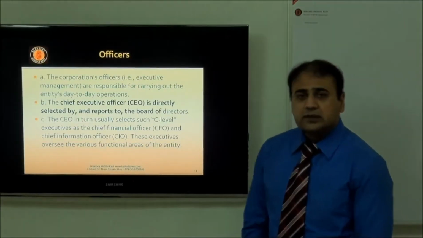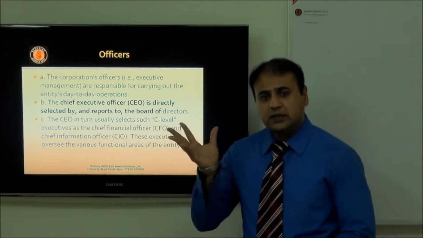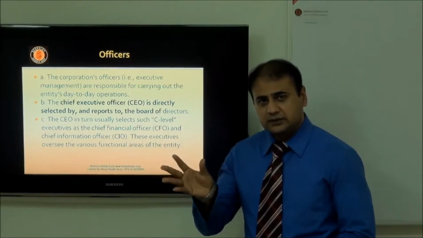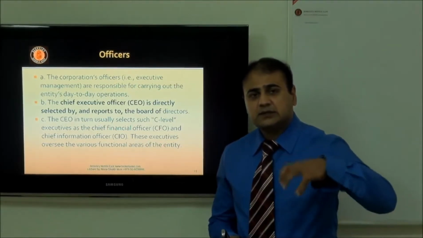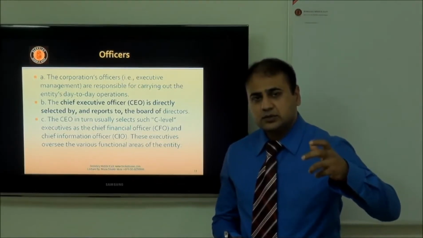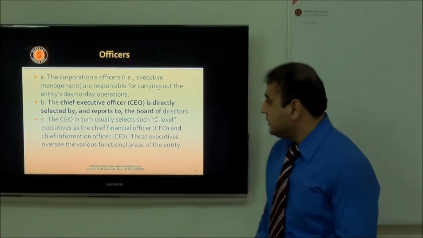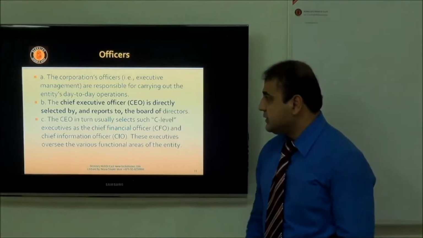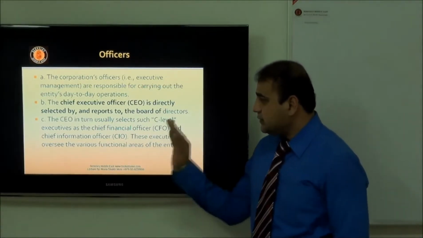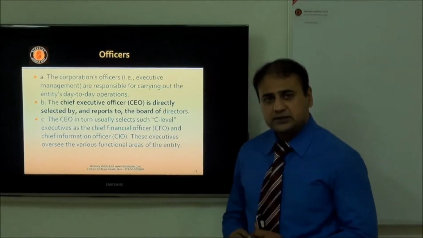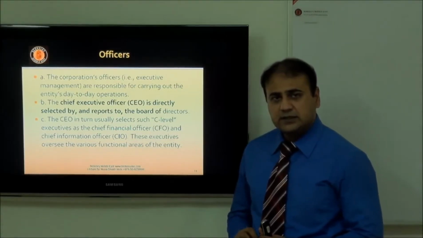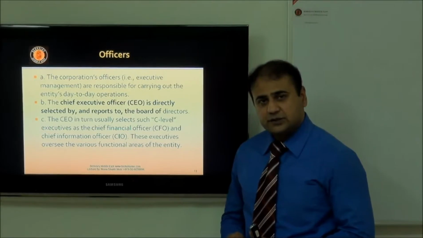Generally the board of directors is looking at the overall strategic objectives and interests, and the company is run by the management. Day-to-day operations are there. There is a CEO who is running the show of the company, and the chief executive officer is directly selected by and reports to the board of directors, and then the CEO in turn usually selects C-level employees. One is the chief financial officer and the other is the CIO, that is chief information officer.